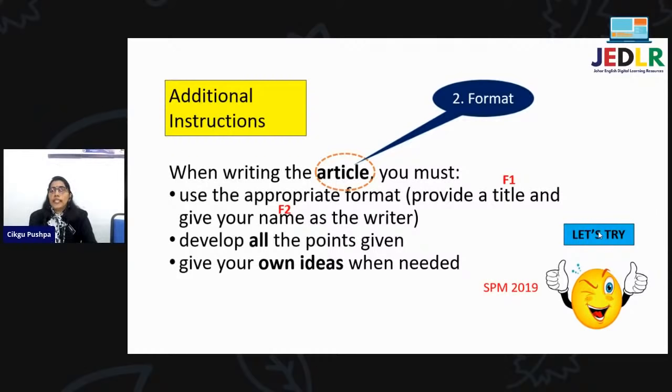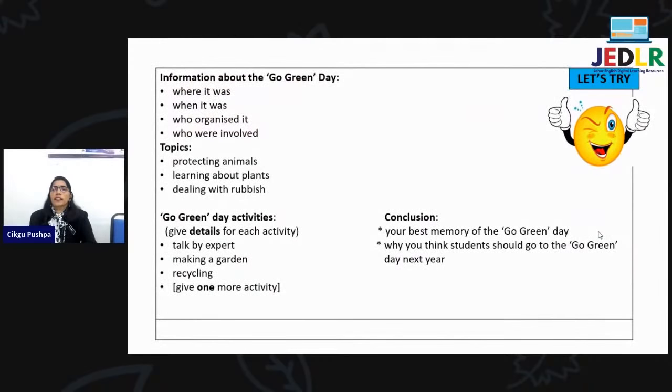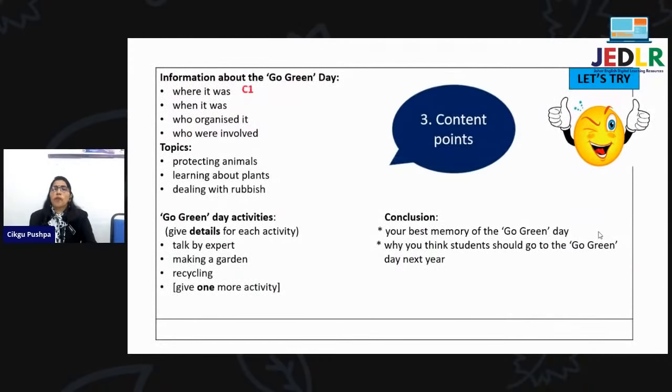Now this is an article and you have only 2 marks for your format. If you have 2 for your format, then you have to know that you should get 13 marks for your content. So let's check this part. Yes, the content points. You have all 13 content points here. Yes, you are done.